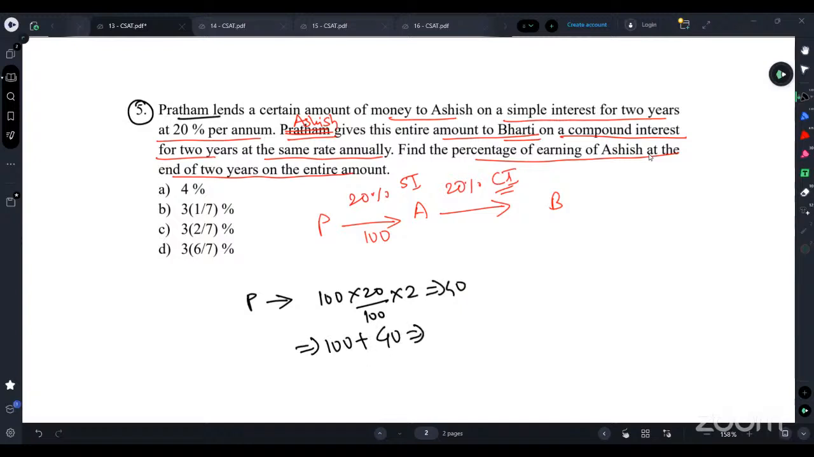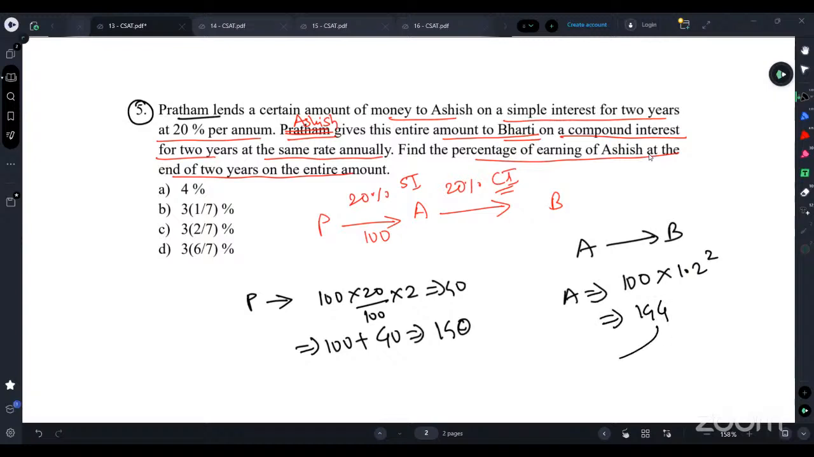100 plus 40 will be 140, right? Now, Ashish is giving that money to Bharti, but at compound interest. So basically that amount will be how much? That amount will be 100 into 1.2 squared. So that will be 144, right?